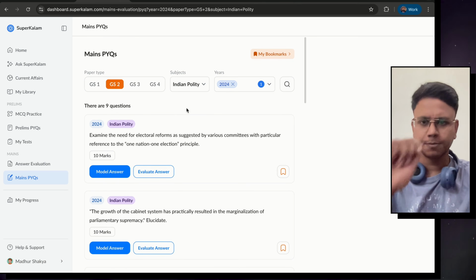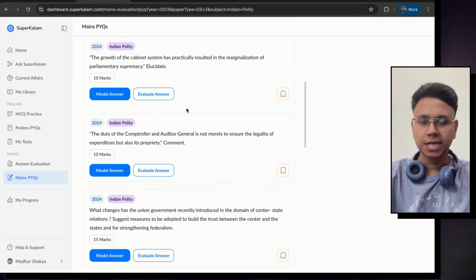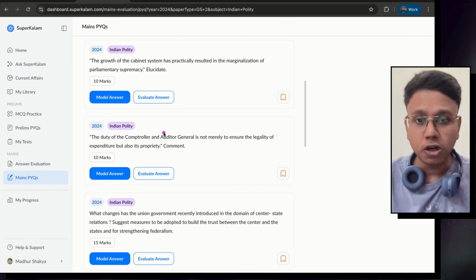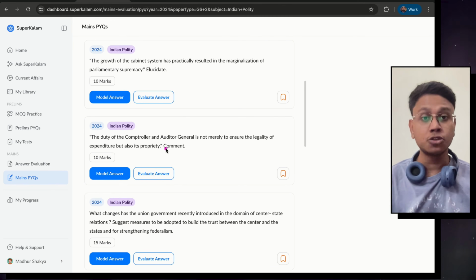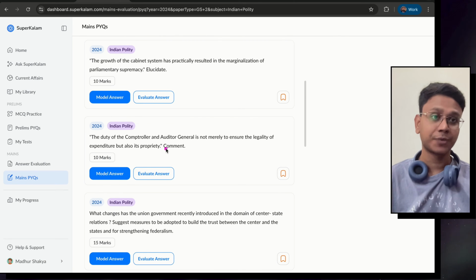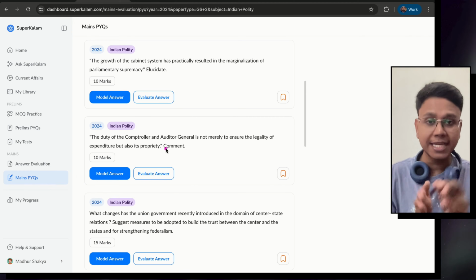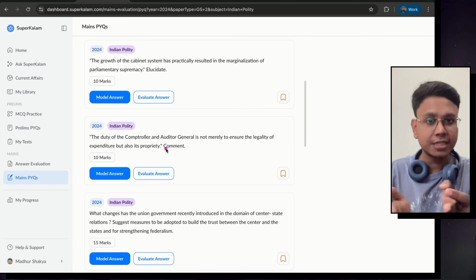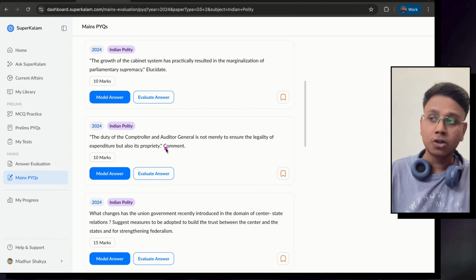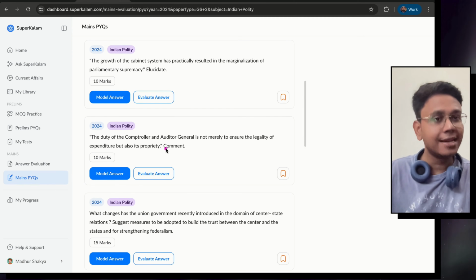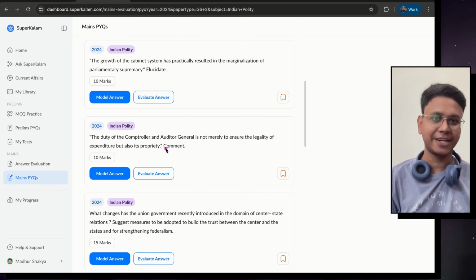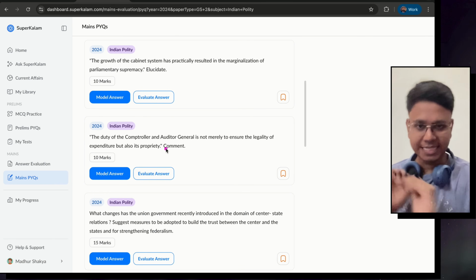So there was this PYQ, I think, on CAG, which I really want to discuss with you. See, this was the question: the duty of Comptroller and Auditor General is not merely to ensure legality of expenditure, but also its propriety. So first of all, understand the demand. The demand is that you have to list CAG's functions, and you have to show that it not just audits or focuses on the legal part of the expenditure, but also on the propriety or performance-based expenditure. So here the demand is clear.